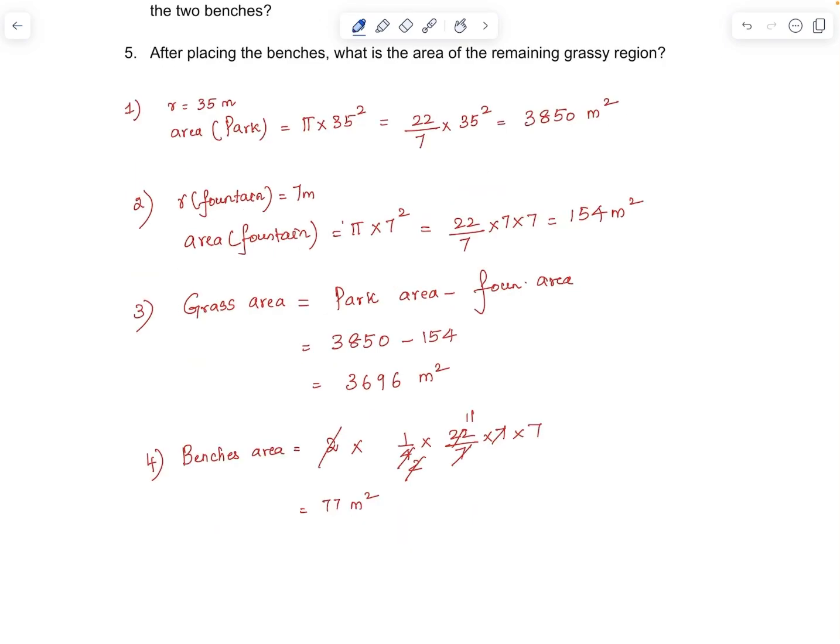Question 5. After placing the benches, what is the area of the remaining grassy region? The two benches are not kept inside the fountain area. They are kept along the fountain area but in the grassy portion. So, the remaining area will be the grassy portion's area minus the area occupied by the two benches, which is 3619 meter square.